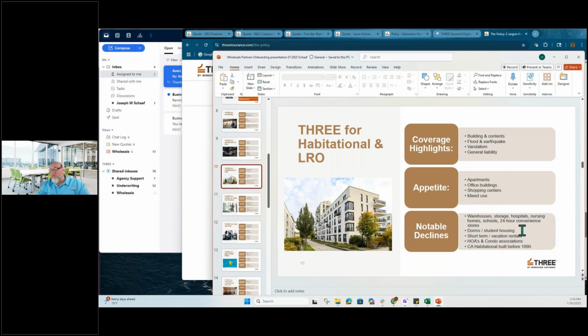But if they're trying to insure the buildings, we cannot do that because it's more of a personal line scenario where your people are insuring their own home, and that's an area we cannot get into. And then the final exclusion here is specific to California. If you have a habitational setting, whether it's mixed use or just apartments, and it was built before 1990, we cannot insure it.